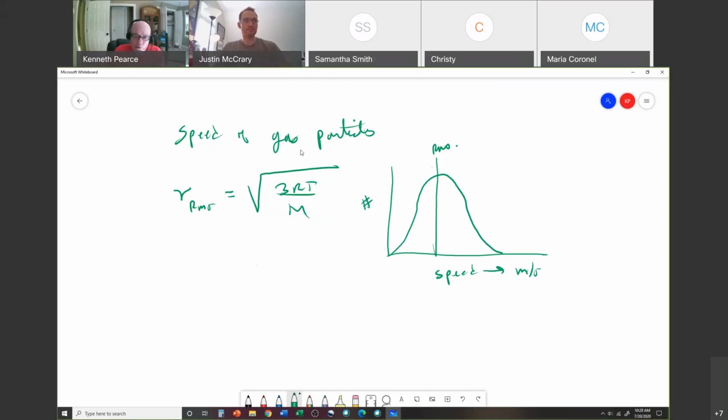And so what's really cool about this is it's a very easy calculation to do. Like, what is the average speed of the air in your room? And I would say that right now it's roughly around 500 meters per second or so, 540 thereabouts. Okay, but let's see what it really is. Now, when we use this equation here, there are a couple of things that we have to be very careful about. It's 3RT over M.